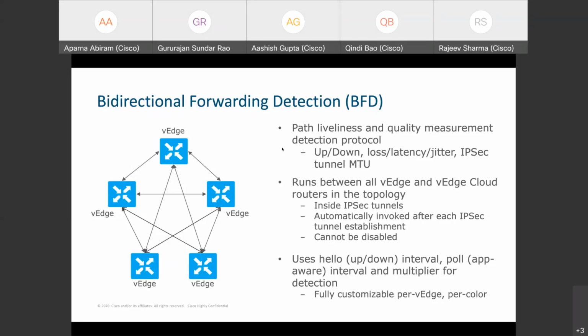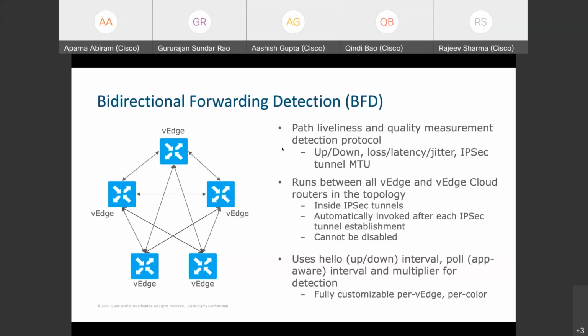It's more like a keepalive mechanism to detect failures or failovers more quickly. In addition to detecting whether the tunnel itself is up or down, it can also detect the path liveliness and quality measurements, like what is the loss and latency for that particular data tunnel. This information in turn is used in others, like app-aware routing, which uses this BFD statistics to determine whether the particular tunnel is optimal or not, and whether we should be forwarding the packets towards this tunnel.